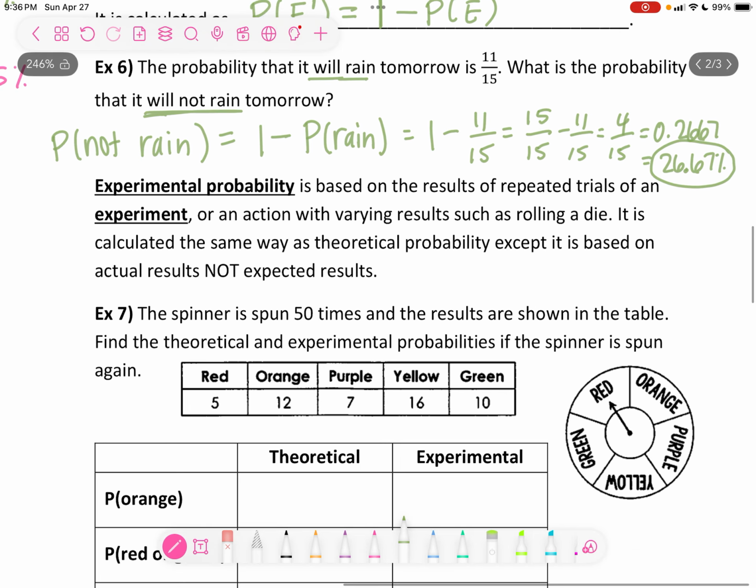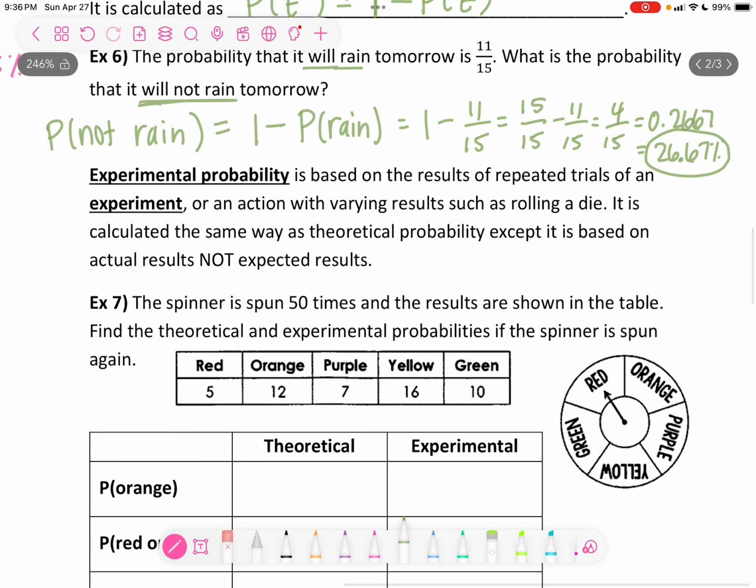Last but not least in these notes, we want to talk about experimental probability. Theoretical probability is what we already talked about in these notes. Theoretical probability is saying, theoretically, based on the facts, the logic, how the numbers are working out, the total number of outcomes, the desired number of outcomes, here's what the probability will be. Now, experimental probability is based on results of repeated trials of an experiment, such as rolling a die, flipping a coin, or different combinations of a spinner. It's calculated the same way as theoretical, except it's based on actual results, not expected results. It's the actual numbers that happen when you did the experiment itself.